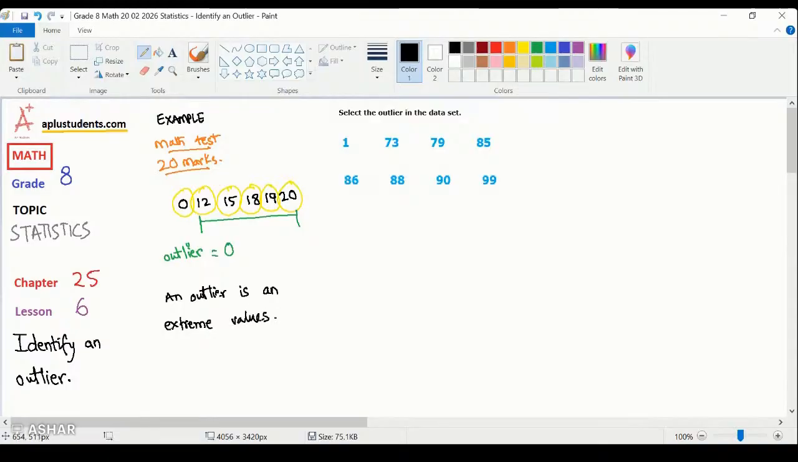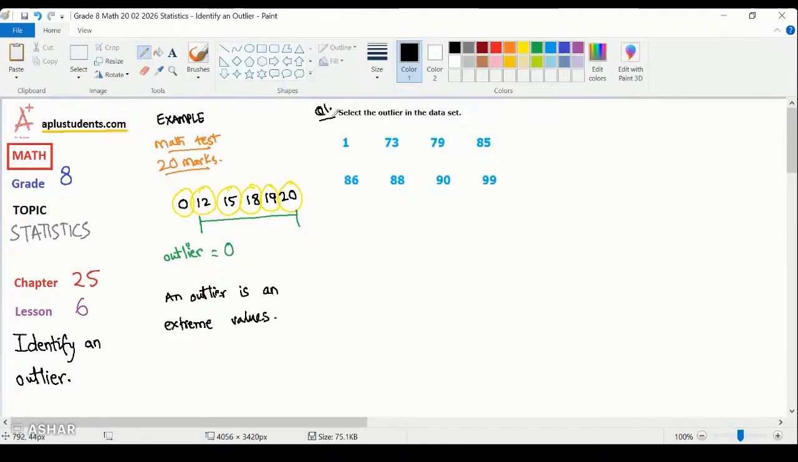Sometimes in summer we have a good temperature, somewhere in the 20s, but some days it becomes 40, right? Regularly we are having 20s, but one day it goes to 40. That means 40 would be an outlier. There's no specific way of finding an outlier. We just need to look at the information provided to us, and then we can find which one would be an outlier.